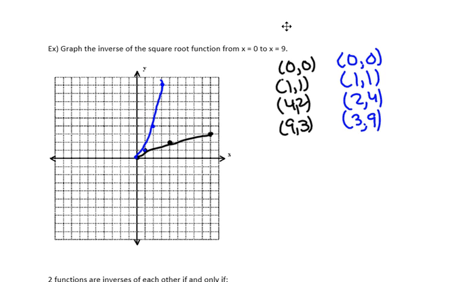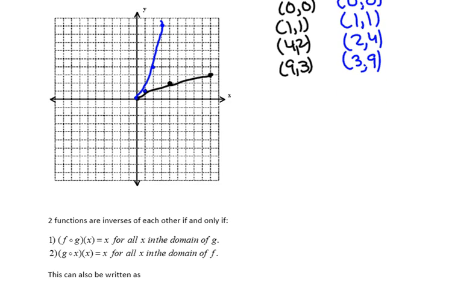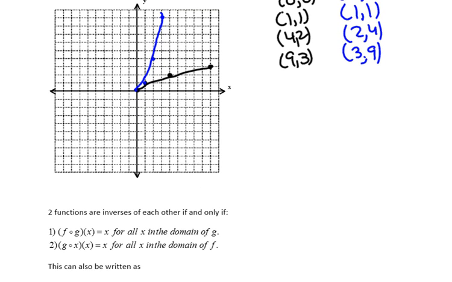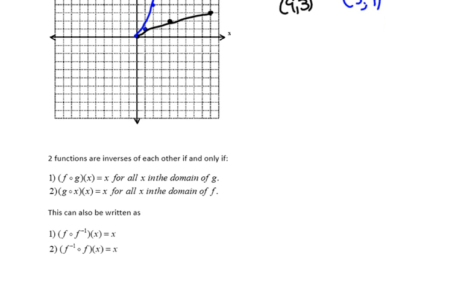In this video, we're going to continue discussing inverses. I left off in the last video talking about how the graphs of the original function and its inverse are symmetrical across the identity function, which is f of x equal to x. Two functions are inverses of each other if and only if the composition of both functions in both directions ends up being x. I can also rewrite that in terms of inverse notation.